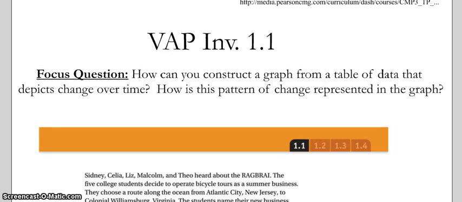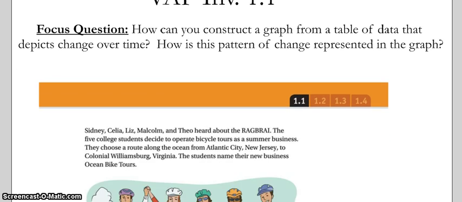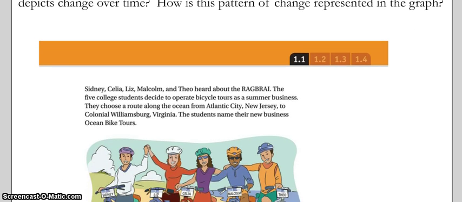All right, so today we're going to start talking about constructing a graph from a table of information, and that information is going to depict change over time. Then we're going to talk about the pattern of change and how it's represented in a graph. So we are going to look at a little bit of a story here.